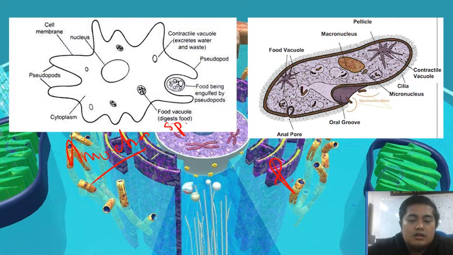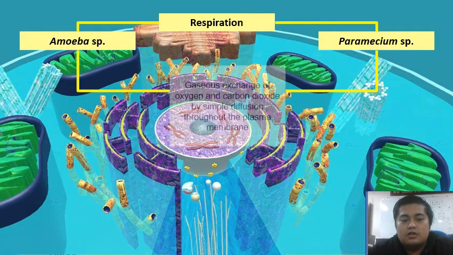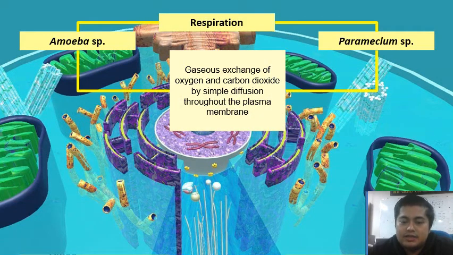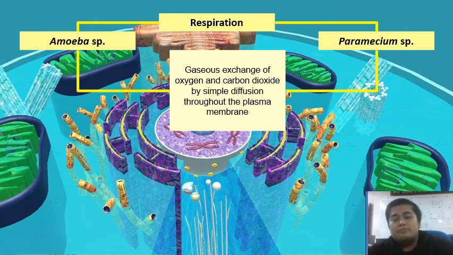And this is the paramecium. So for respiration, both gas exchange of oxygen and carbon dioxide is used through simple diffusion throughout the plasma membrane for both organisms. So untuk amoeba dengan paramecium ni, kedua-duanya akan melakukan pertukaran gas karbon dioksida dan oksigen melalui resapan ringkas melalui dia punya plasma membrane.